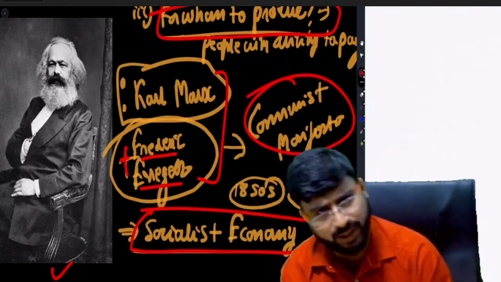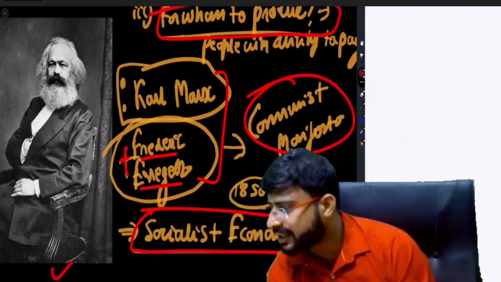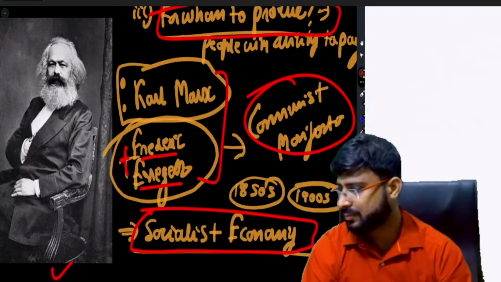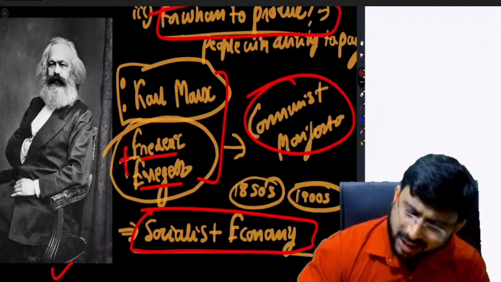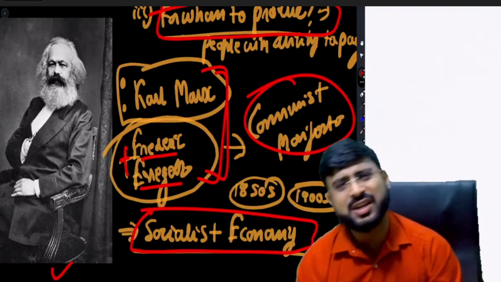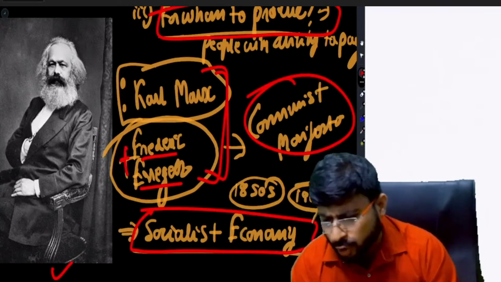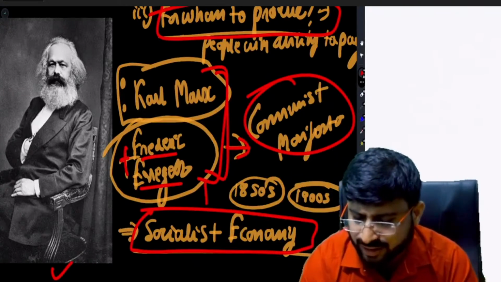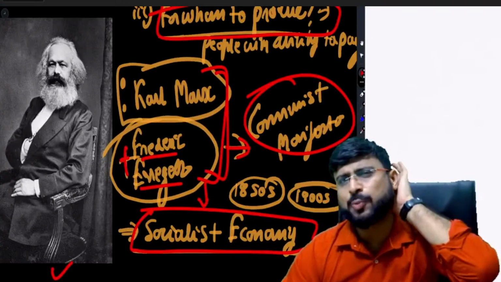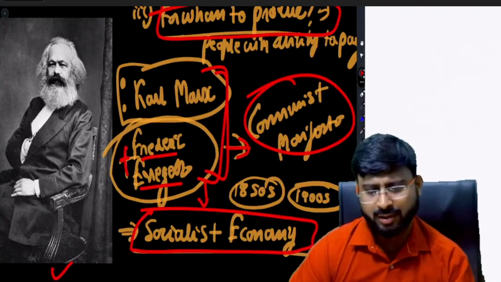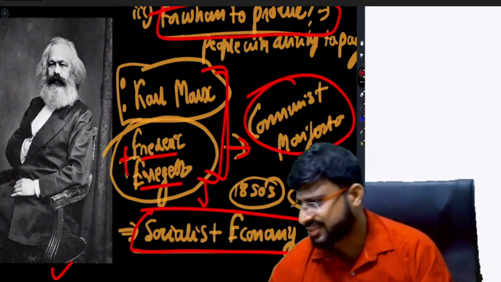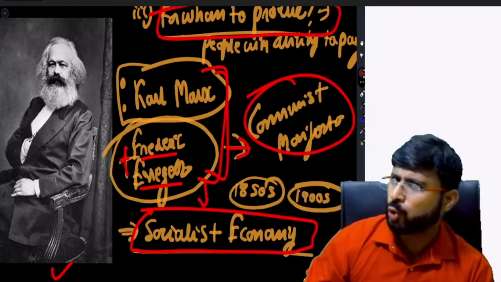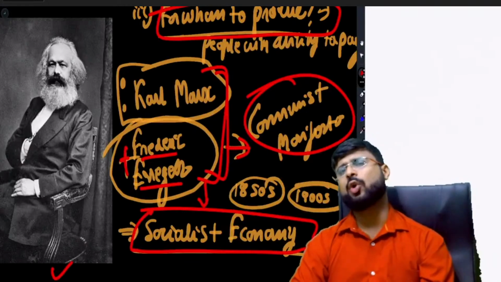In socialist economy, I have a question for you all. What is the question, sir? A learned person like Karl Marx and Frederick Engels, why do you think they would say that government interference should be there? There should be no private property. These people were very educated and very learned. Then why would they say something like this? Any clue? Any logic?